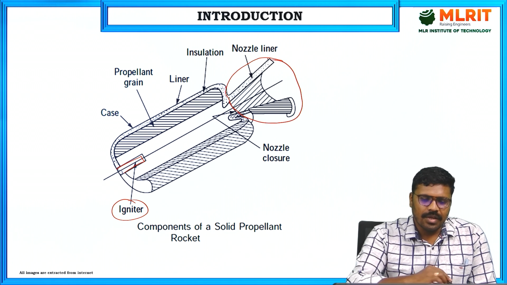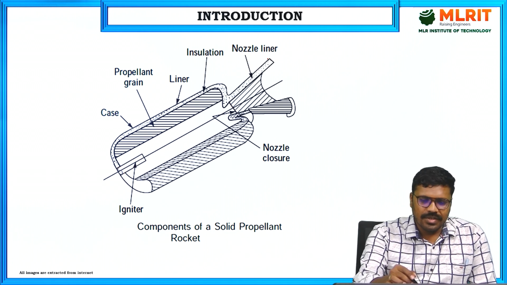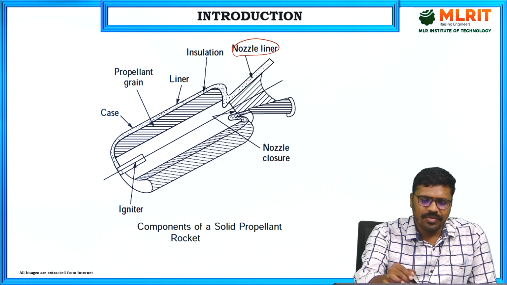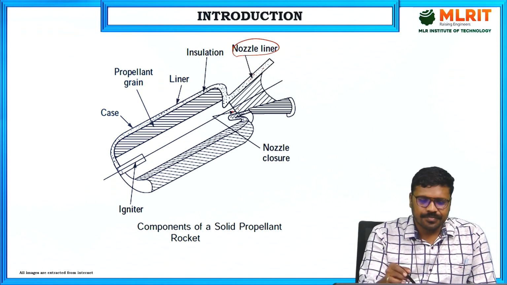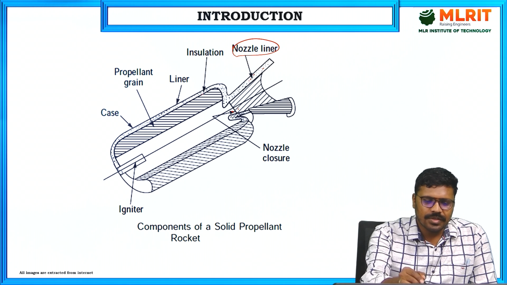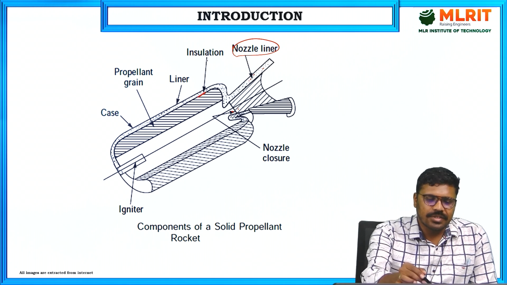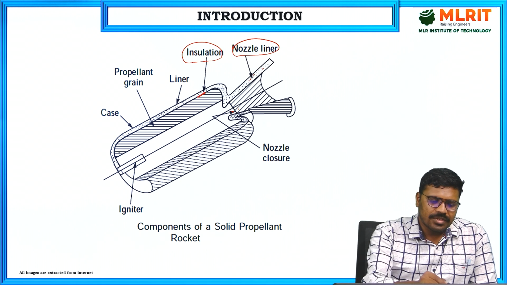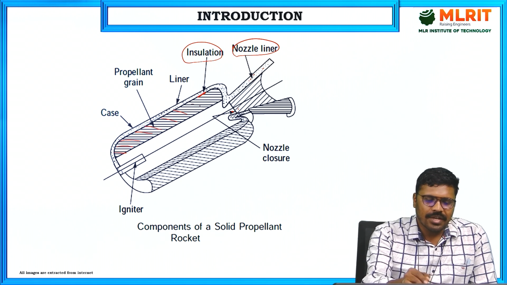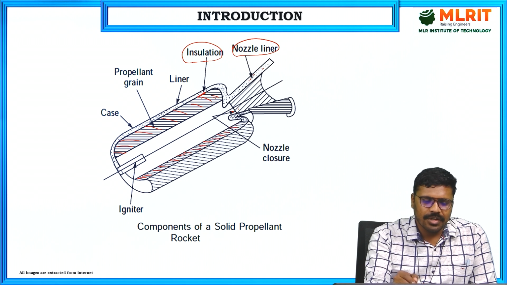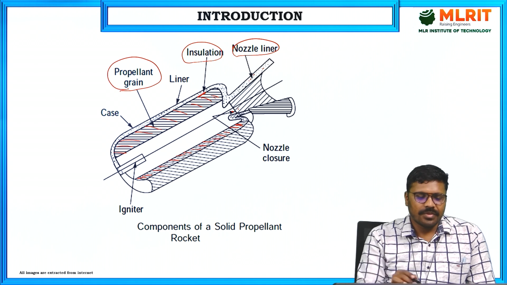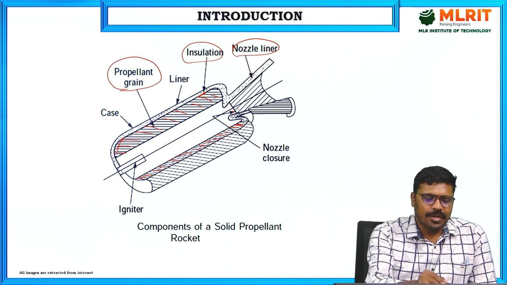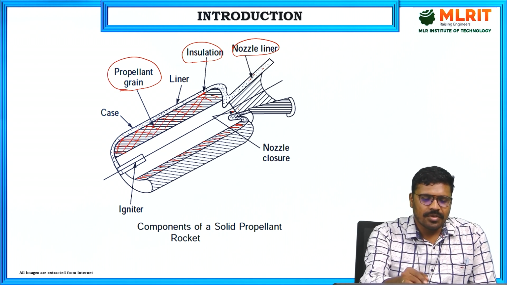If you observe, the nozzle has a liner here. The dotted one is the nozzle liner. Here you can see the nozzle closure, and this layer here is insulation. You can see these dashed lines on both sides. This is a hatched portion, right? This hatched portion is nothing but the solid propellant grain. This is your actual propellant.